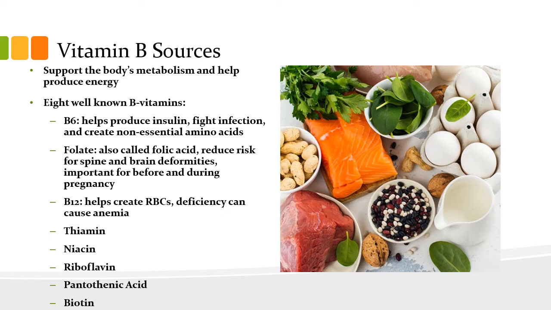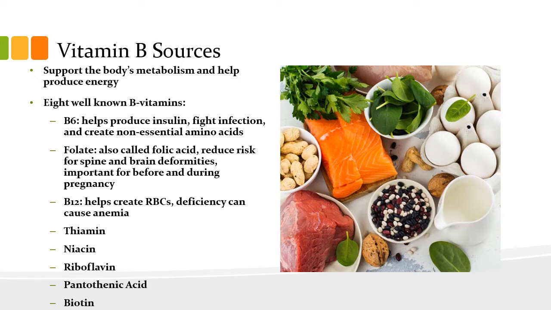Let's look at the different sources of vitamins. So vitamin B sources, they support the body's metabolism and help produce energy. There are 8 well-known B vitamins. B6 helps produce insulin, fight infection, and creates non-essential amino acids. Folate, which is also called folic acid, reduces the risk for spine and brain deformities, such as spina bifida. It's important before and during pregnancy. Prenatal vitamins offer extra folate to help prevent neural tube defects that lead to spina bifida.